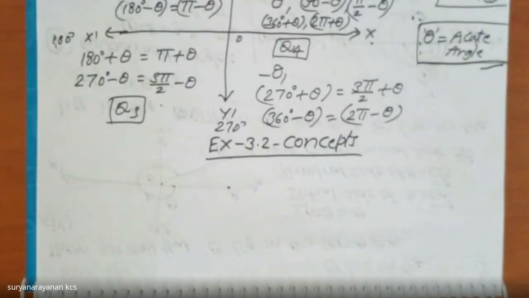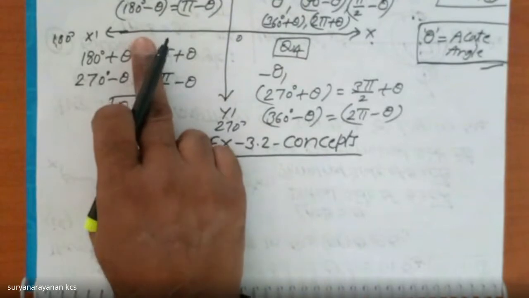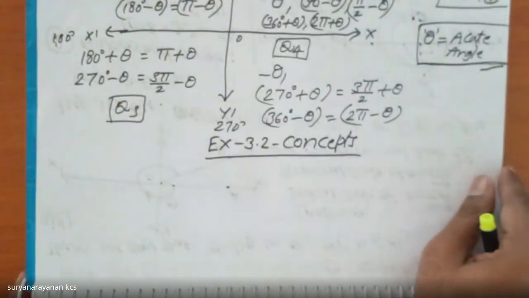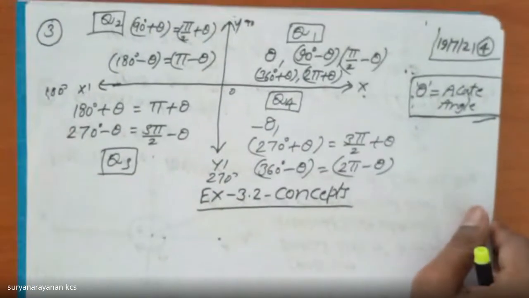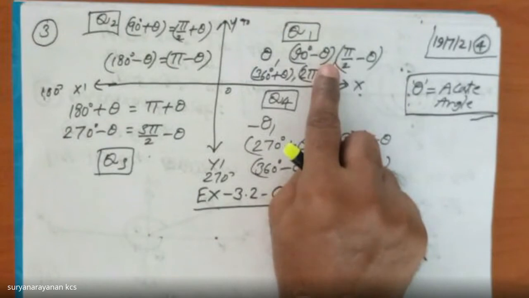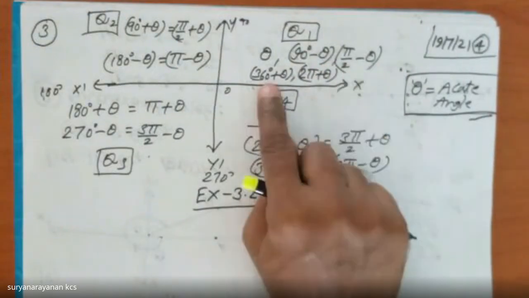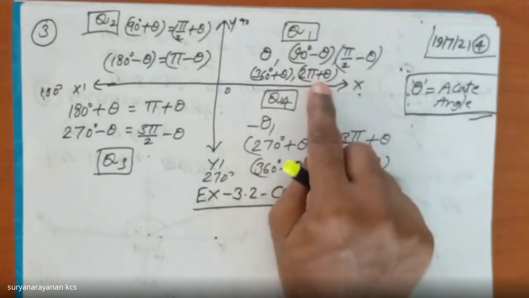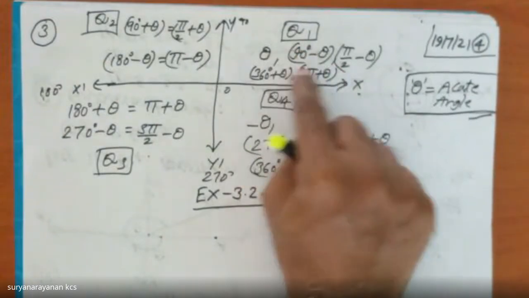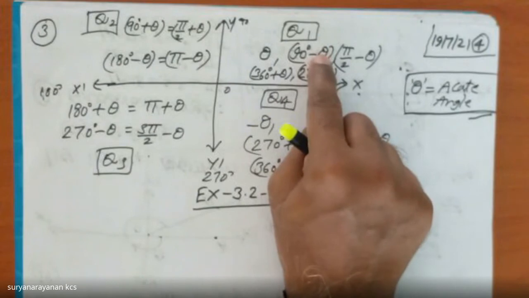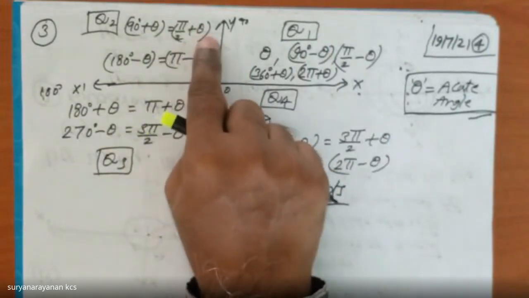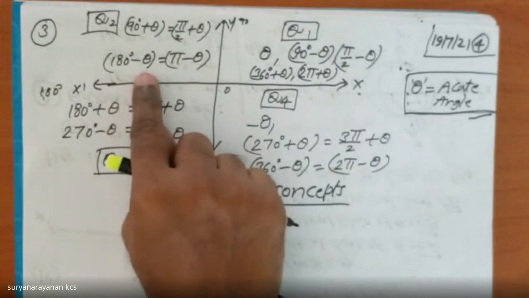Yes, my dear Samuel. Yesterday we had discussed the angle. If the angle is in the form of 90 degrees minus theta or pi by 2 minus theta, 360 degrees plus theta, 2 pi plus theta, if any angle is in this form, that angle lies in the first quadrant. Remember these points.